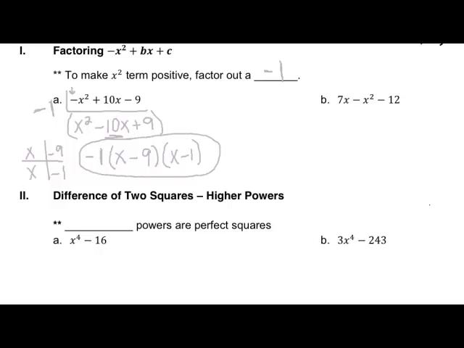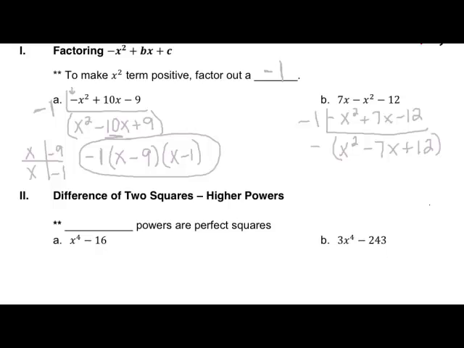For part B, notice that it's not in standard form. Remember, in standard form we have our x squared term first, so we first want to write it in standard form. So negative x squared plus 7x minus 12. Now again, notice our x squared term is negative, so we're going to factor out the negative 1. Again, factoring is the same as dividing. So if we divide everything by negative 1, we get a positive x squared, negative 7x, and positive 12.